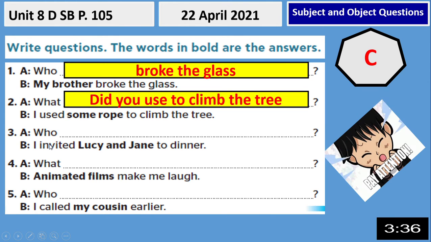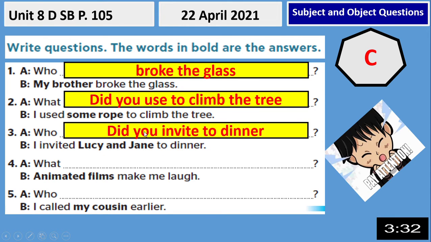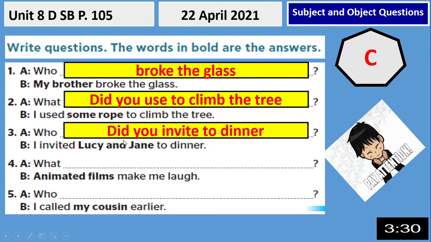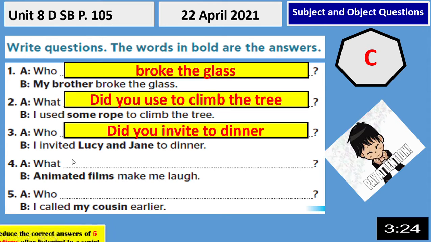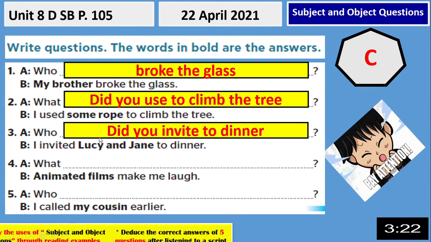Move to number 3 here. Who did you invite to dinner? So who, I'm asking about what? About an object. So there is a need to use the auxiliary verb did. I invited Lucy and Jane to dinner.